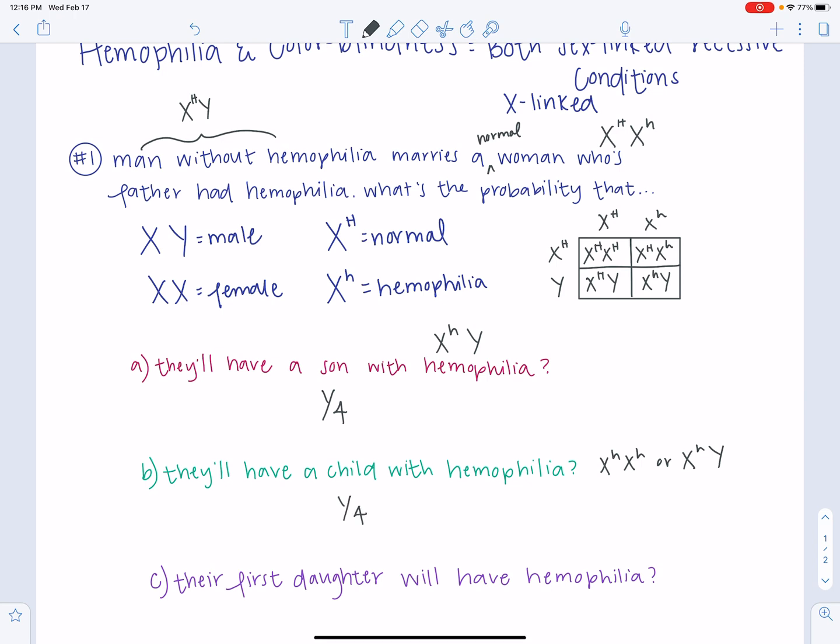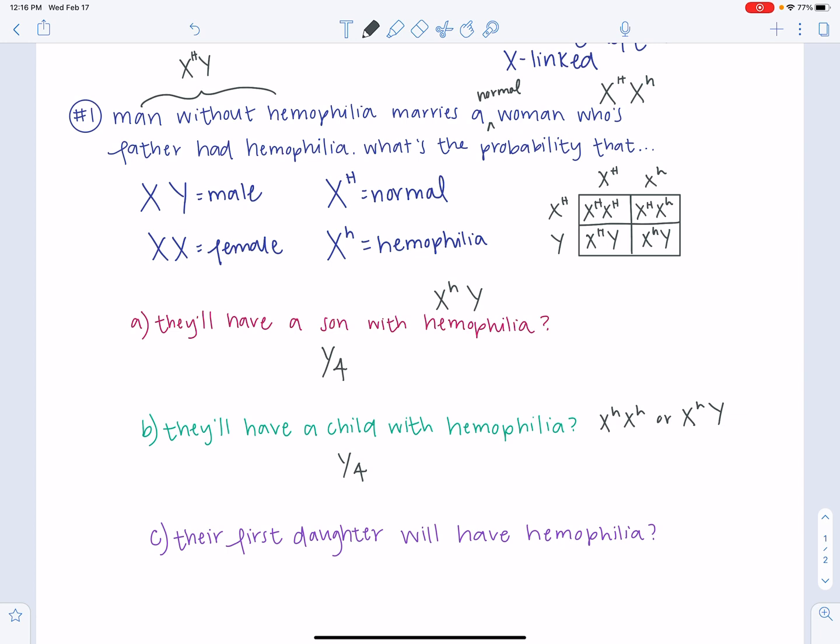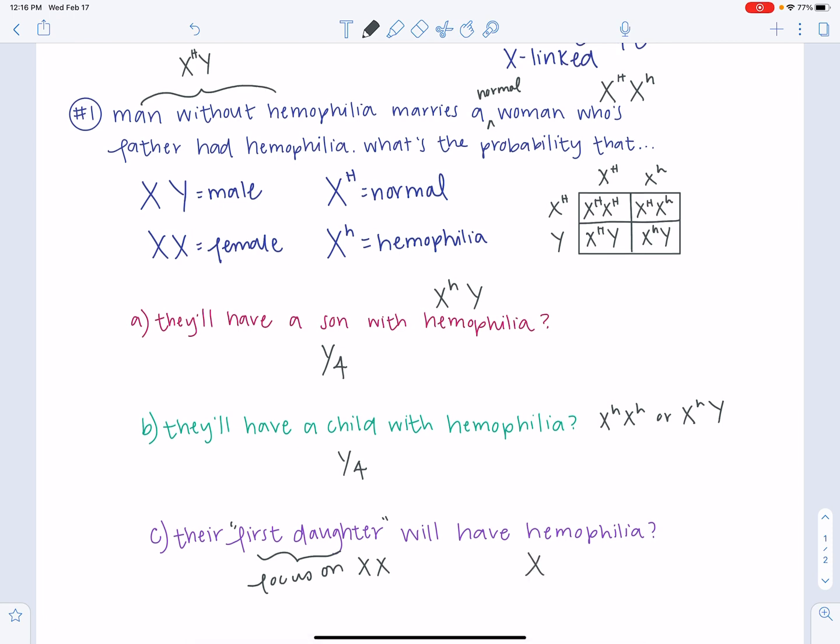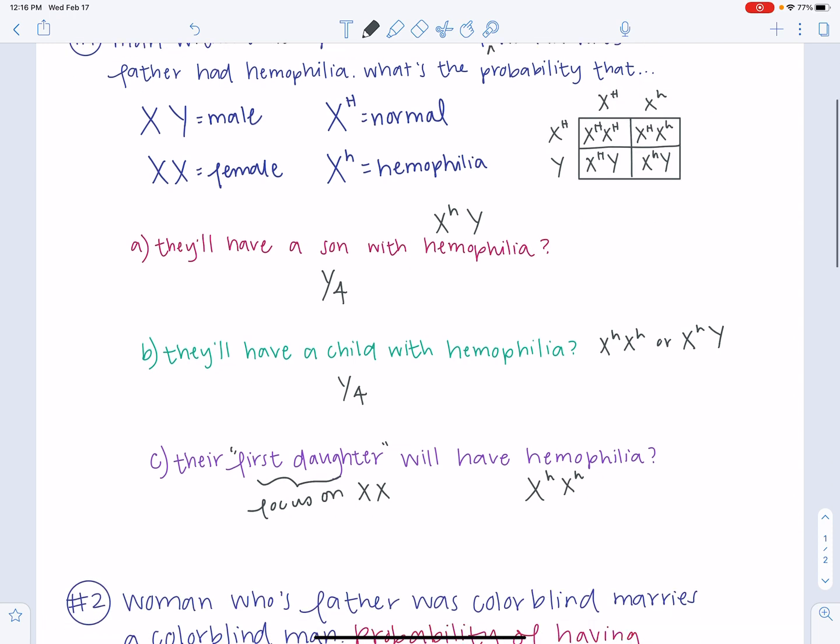And then the next one is that their first daughter will have hemophilia. This first daughter part tells us to focus on only the Punnett square boxes that have daughters in them. To have a daughter with hemophilia, we would be looking for the genotype XhXh. That doesn't show up at all in our Punnett square, so we would say that the probability would be 0.